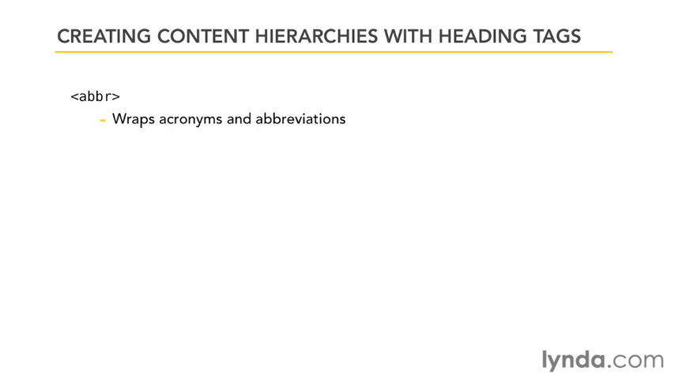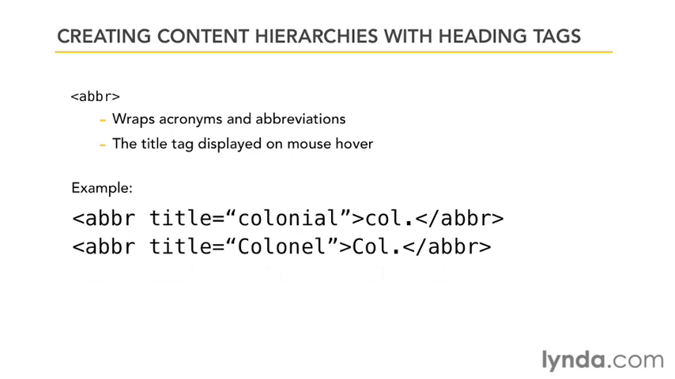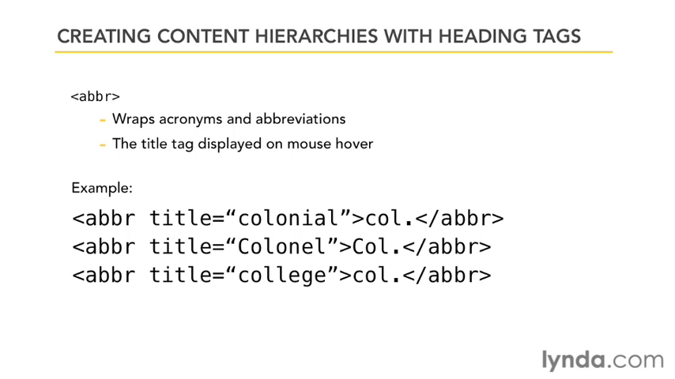The abbr tag is the abbreviation tag. You use it to wrap acronyms and abbreviations. The purpose of this tag is to provide extra information, because if you use an acronym or an abbreviation, chances are the person reading it won't know what these mean. And here's a good example. If you see the abbreviation COL or col dot, you don't know what that means. It could be colonial, it could be kernel, it could be college, or it could be something else. But by wrapping this in the abbr tag and adding a title, if you then move your mouse and hover over the abbreviation, you'll see a little pop-up that gives you the full explanation of what that word means.